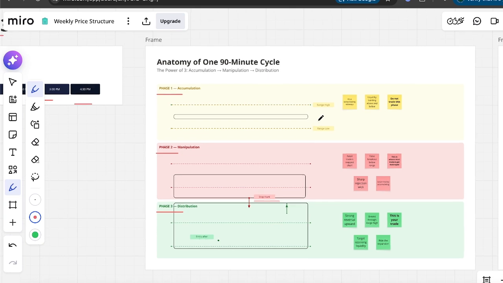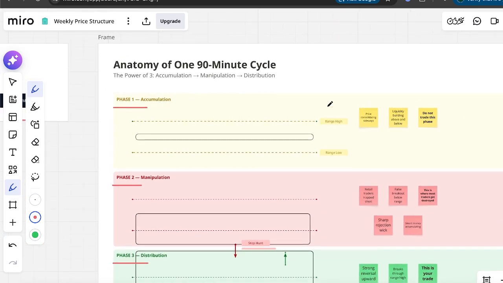So in phase 1, as you can see here, we will usually have a range high and a range low. And this is the opening range of the cycle, and we will consolidate sideways. It looks boring, nothing seems to be happening. Most traders ignore this phase, or worse, they try to trade the chop and get stopped out repeatedly.